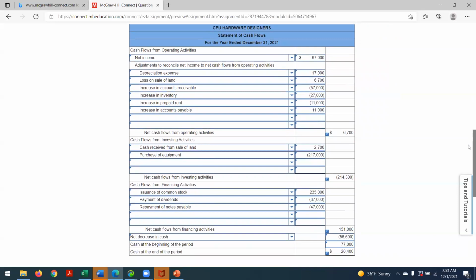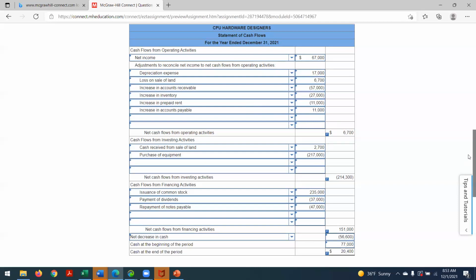So here you see, we start with net income. We add back our depreciation. We add back the loss on the sale of land. An increase in a current asset, we subtract. If it's a decrease in a current asset, we'd add. An increase in a current liability, we add. And a decrease in a current liability, we would subtract.